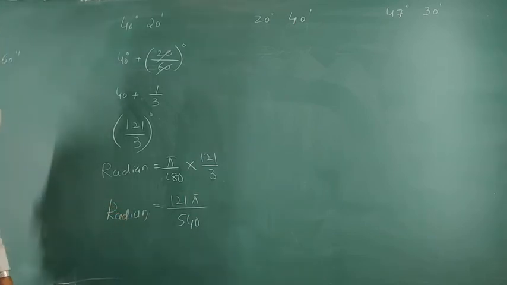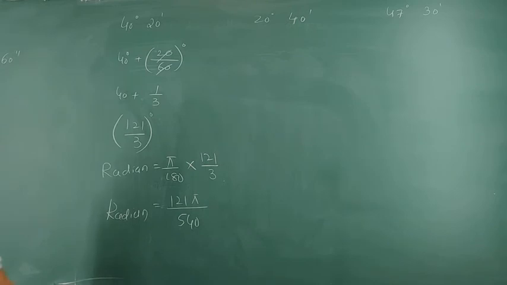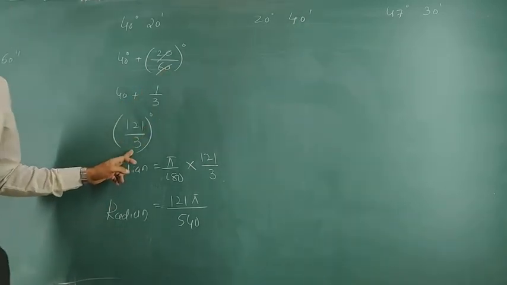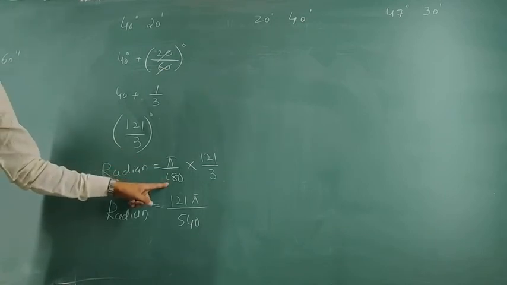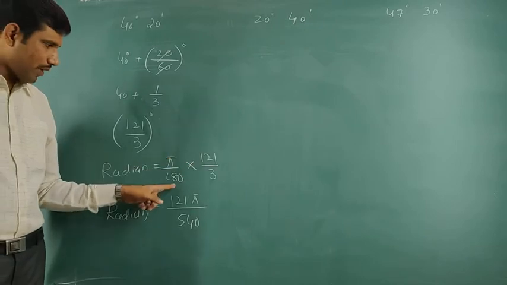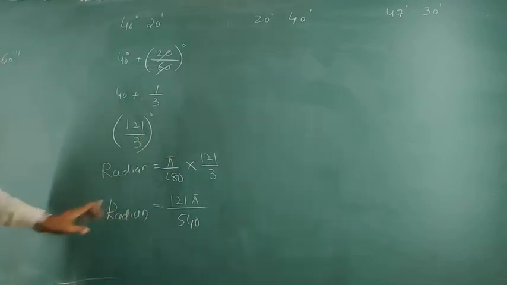Is it clear, students? If minutes are given, convert those minutes into degrees. So we are getting 121 by 3 degrees. So what is radian? Pi by 180 into degree. What is degree? 121 by 3. So 121 pi divided by 540 is the radian value.